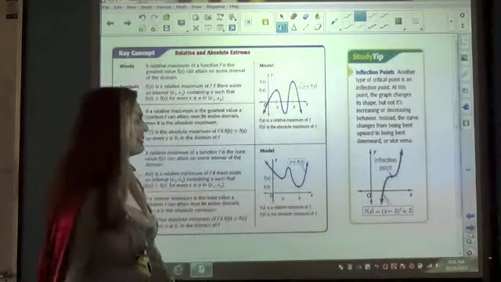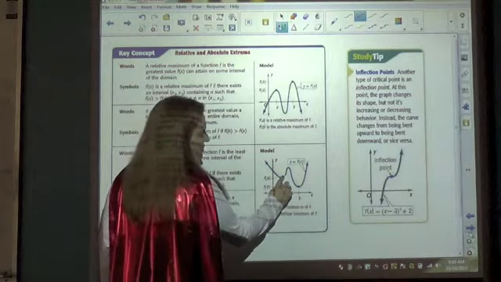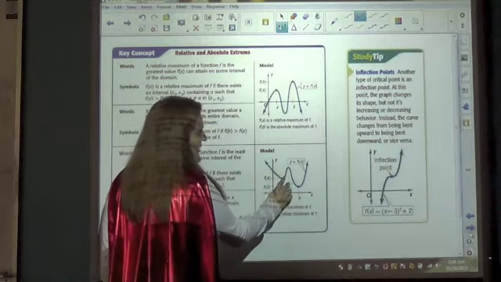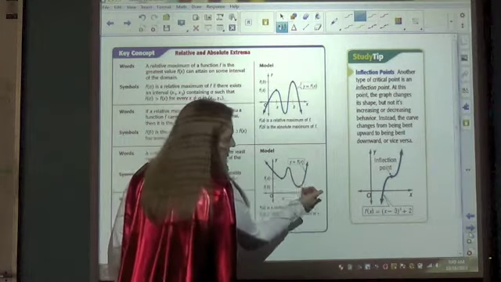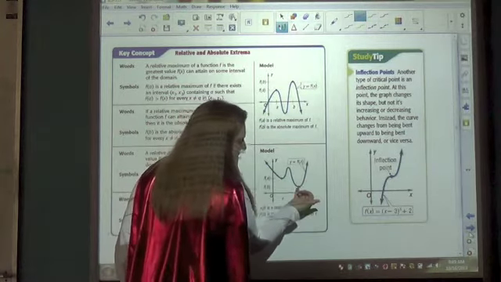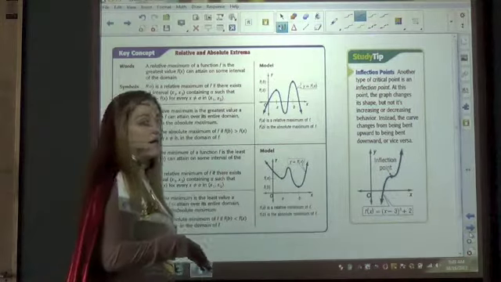The same thing goes with minimums. This is your relative minimum because it's a low point, it's a critical point. But this is your absolute minimum because that is the lowest point on the graph.